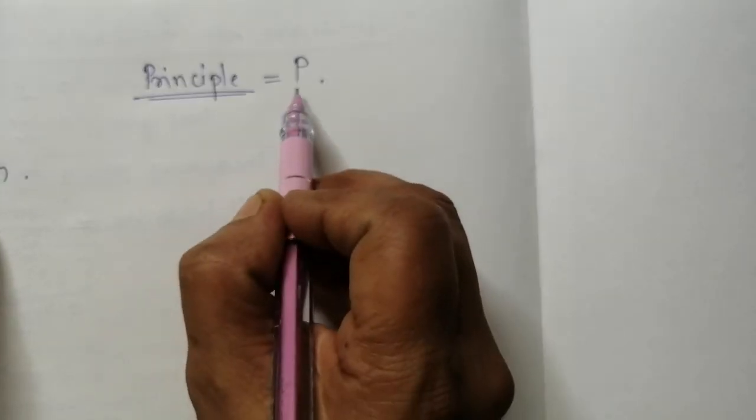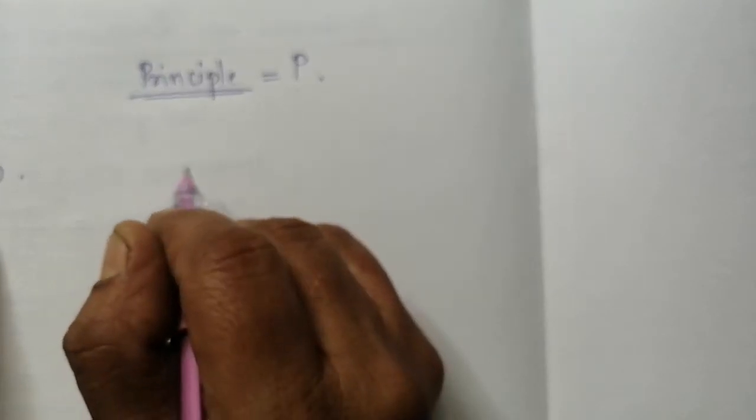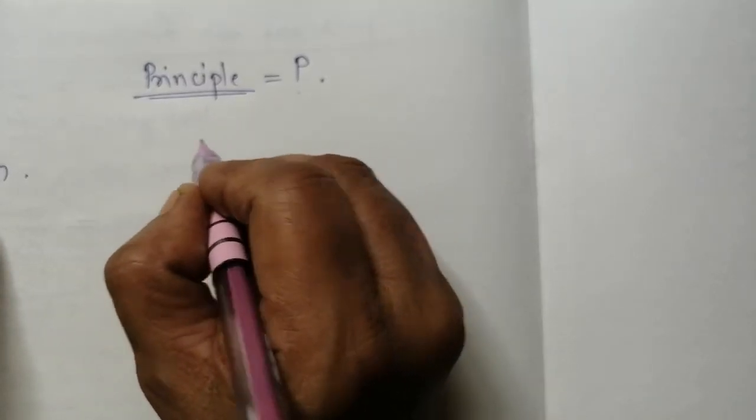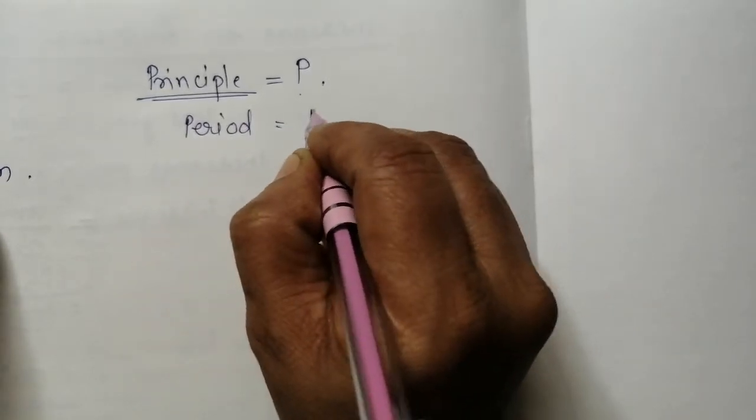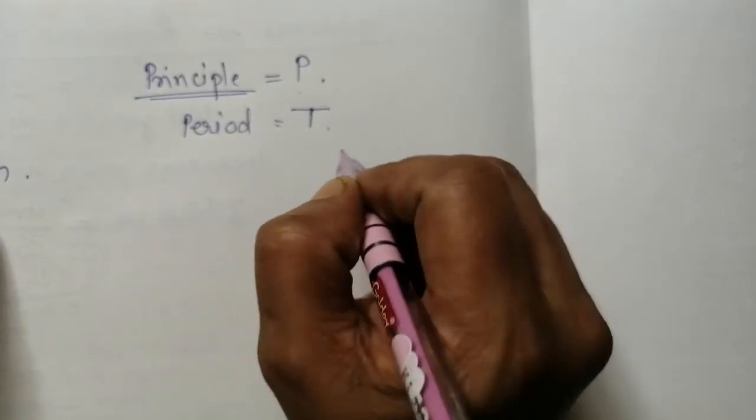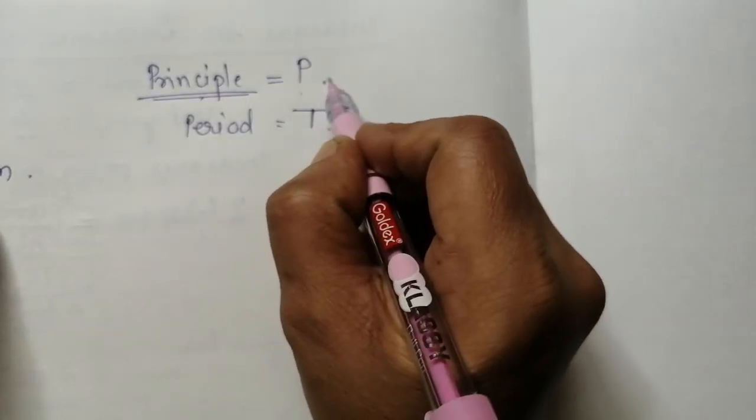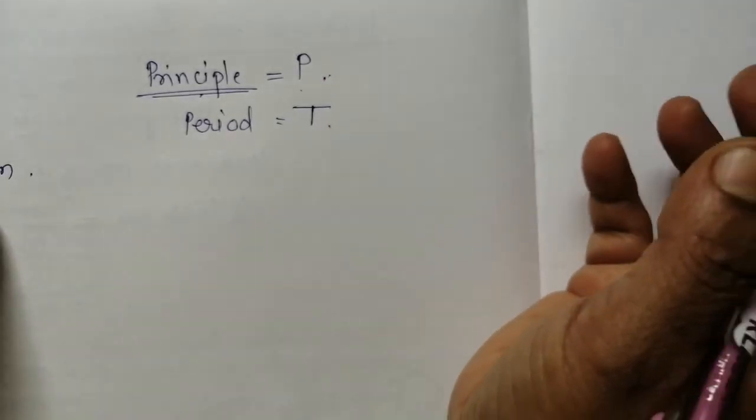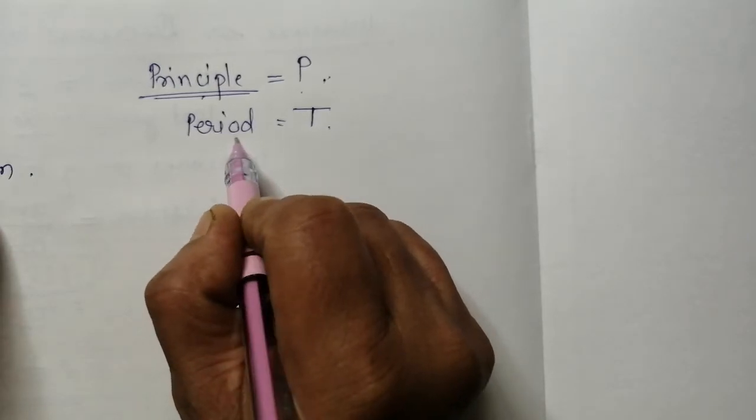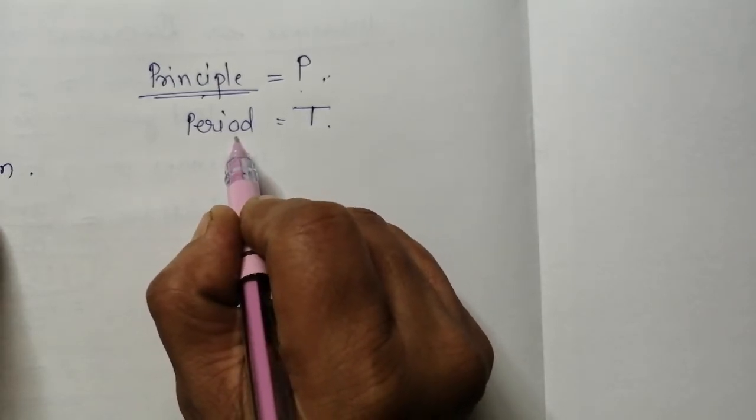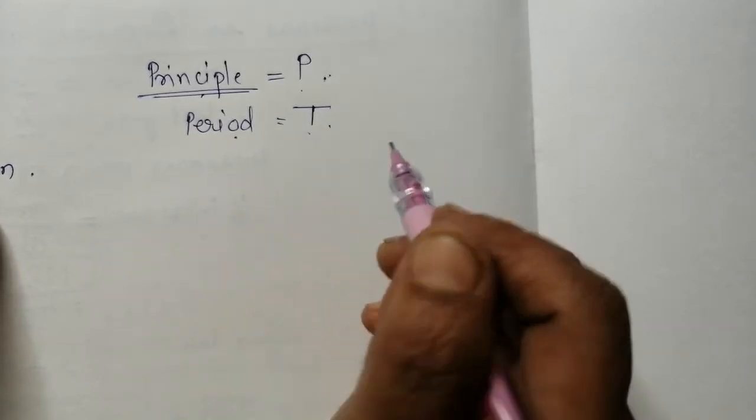Now for how many years, or how much time, you are going to use this principal amount, that is called the period, and it is denoted by T. Period means nothing but time. P, the principal amount, means the amount which you have borrowed from the bank, a friend, anybody. Period means for how much time you are going to use that money.